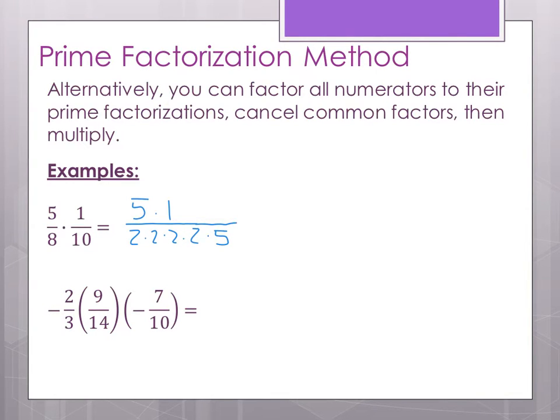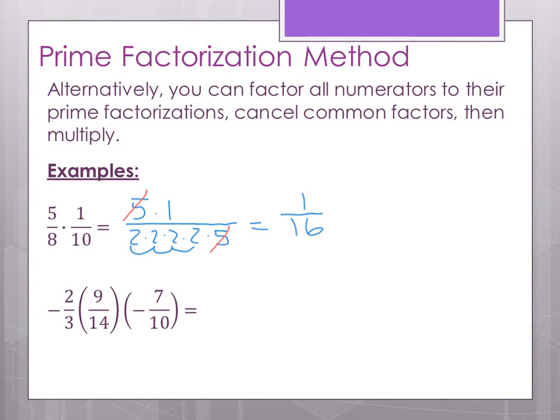Okay, so everything's factored to primes, and then I'm going to cancel out my common factors. There's a 5 on the top and a 5 on the bottom, so I'll cancel both of those out, and then multiply the tops and bottoms. All that's left in the top is 1, and on the bottom 2 times 2 is 4, times another 2 is 8, times another 2 is 16. So I get the same answer with this method, 1/16.